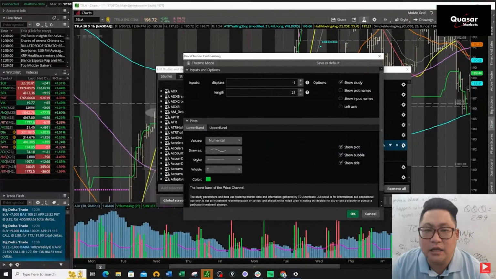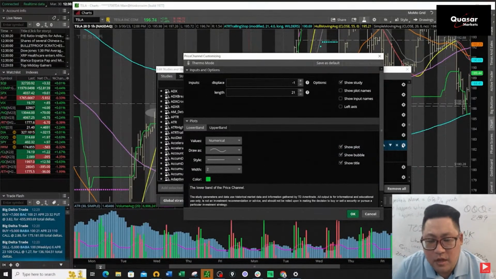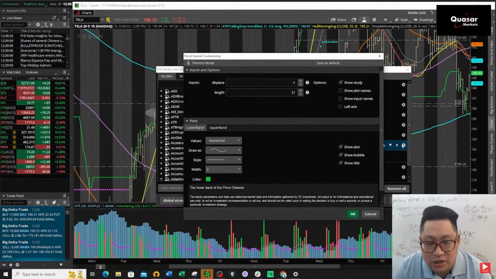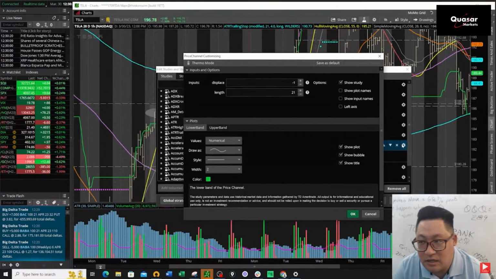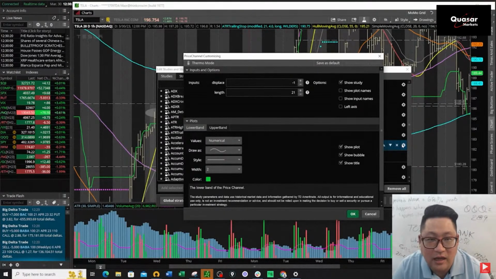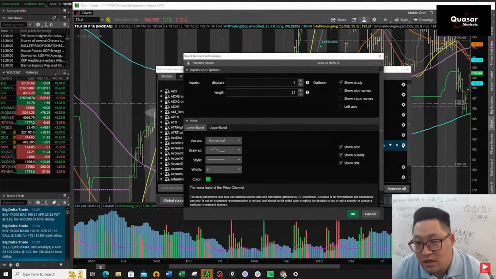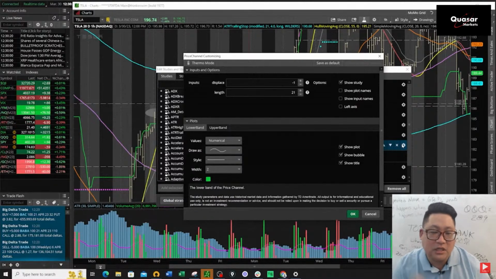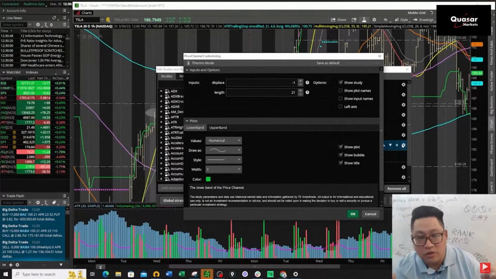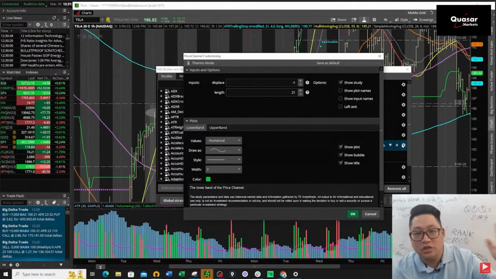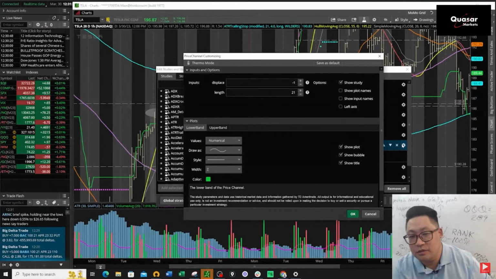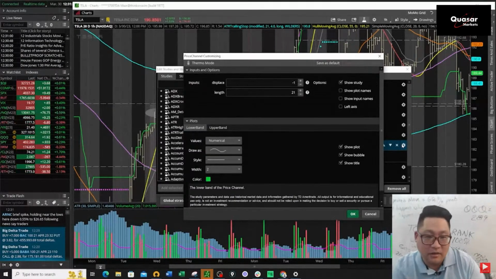If you're not on Thinkorswim and you're on a different platform, it may be known as the Donchian channel, D-O-N-C-H-I-A-N. What this does is track the recent trading range of a stock. The top line adjusts to the extreme high, the highest printed price, and the bottom green line adjusts to the extreme low, the lowest trading price.